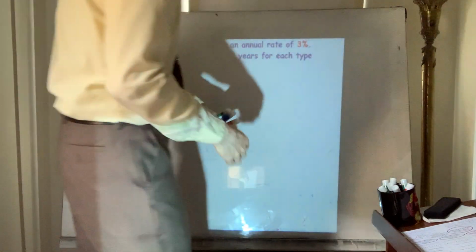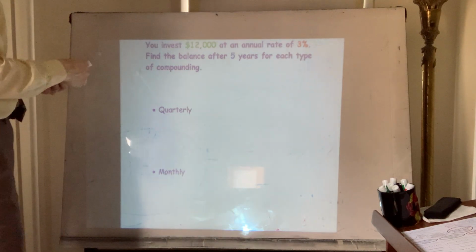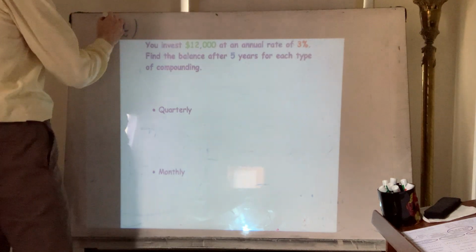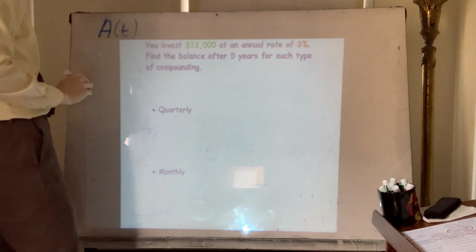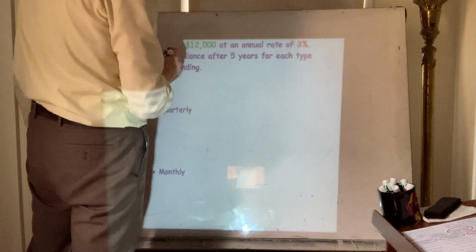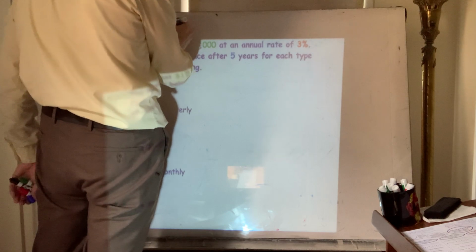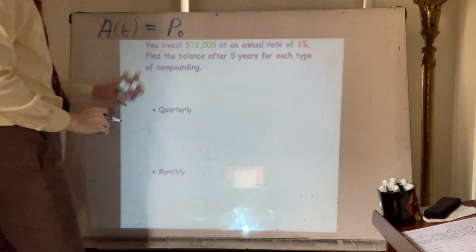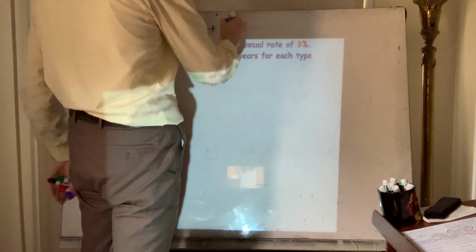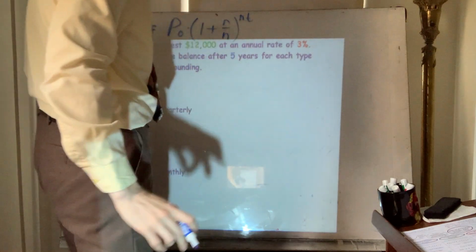So here's an example of compounding. We'll use this formula at least to begin with. The account value as a function of time is equal to A naught, or P naught, it doesn't matter. The principal is usually what they use for P. Times 1 plus R over N, to the power NT.